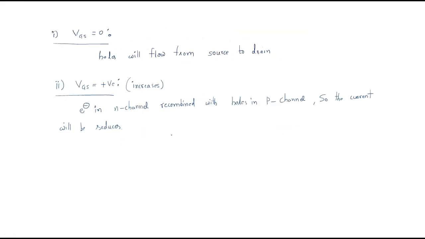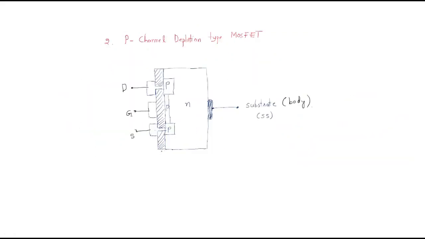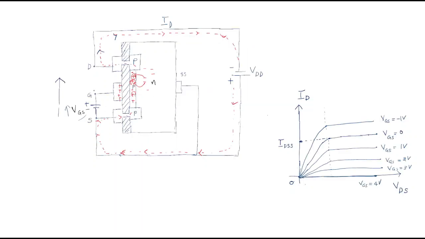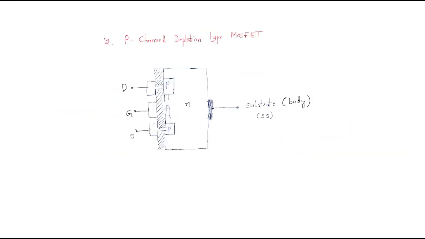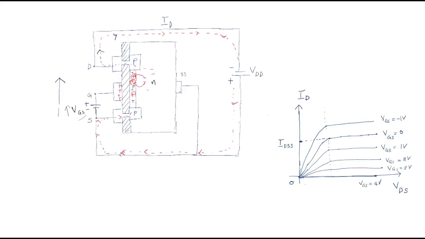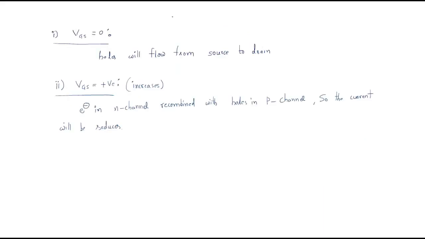So the simple thing is, whenever the gate source input voltage is less, the drain current increases. Then as the gate source voltage increases, automatically the output drain current decreases. So this is about the P channel depletion type MOSFET. Simple thing, just by varying the input voltage we consider the output current. These are the transfer characteristics.